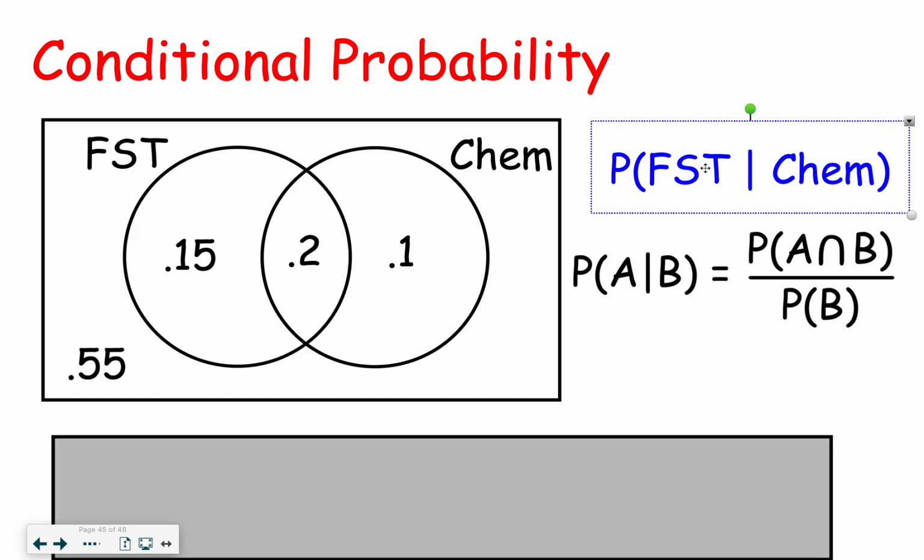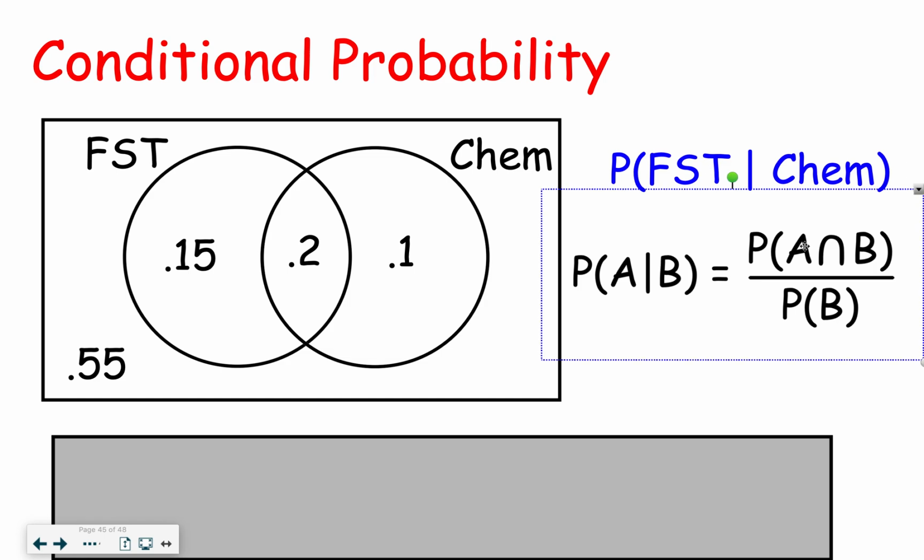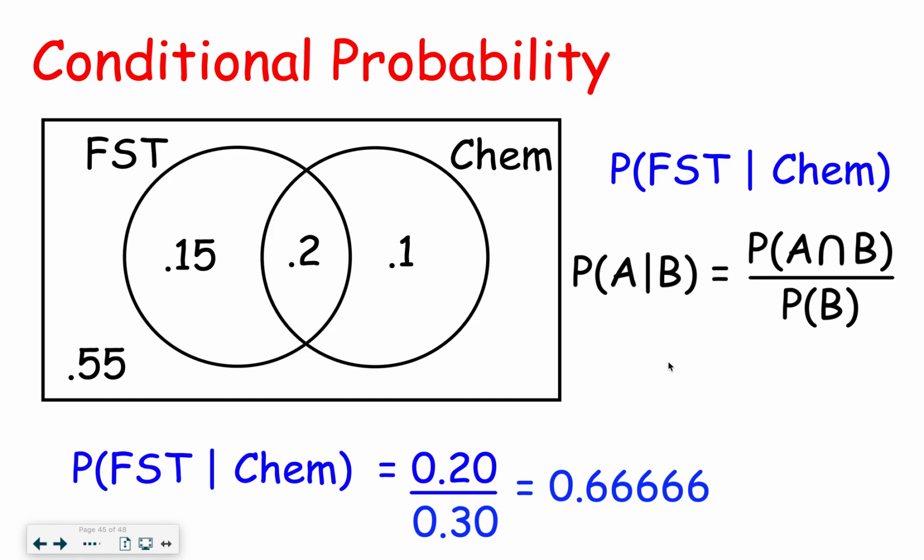Okay, so what is the probability that you're taking FST given you're taking chemistry? So now I'm using this conditional formula. A might represent FST, and B would represent chemistry. So first I want the intersection between FST and chemistry, and I found that to be 20%. Then I want to divide by the probability of taking chemistry, which remember is the entire circle of chemistry, so 20 plus 10 is 30. So the math again is the intersection, A and B, FST and chemistry is 20, divided by the probability of the conditional, which is just chemistry, and that's 30. So about 67%.